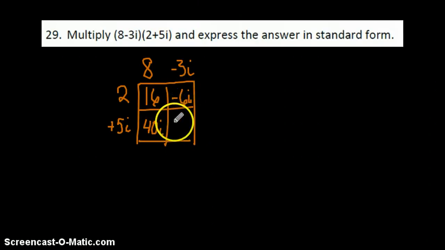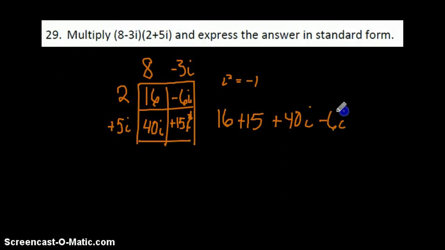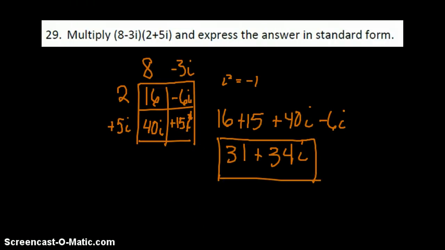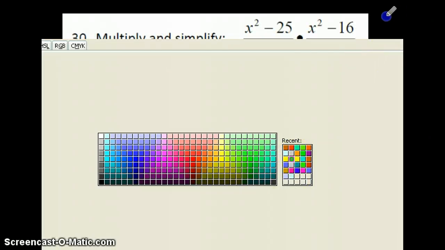And then this is going to be negative 15 i squared. But everybody knows that i squared is negative 1. So I'm going to cross this out right here and change the minus to a plus. Okay, so I'm going to have 16 plus 15, and then a plus 40i minus 6i. So this is going to be 31 plus 34i. This is a final answer in a plus bi form. Hope that helps.